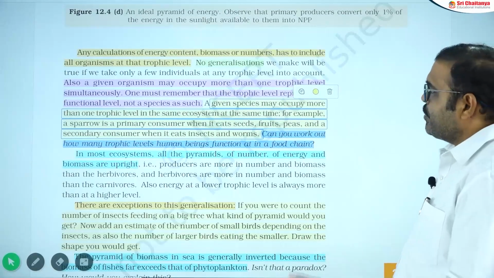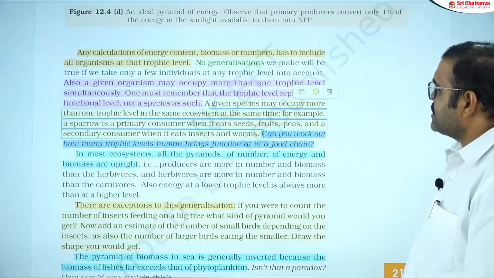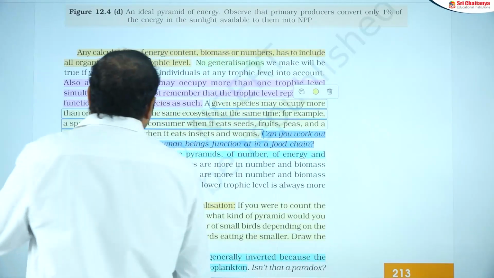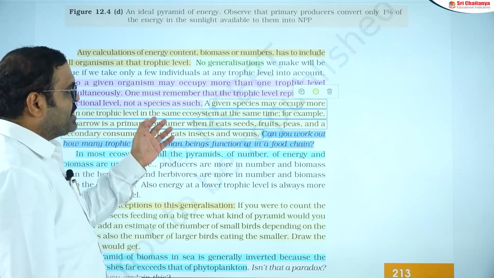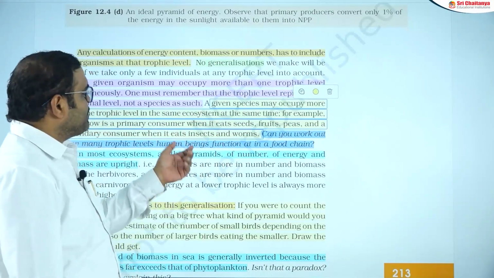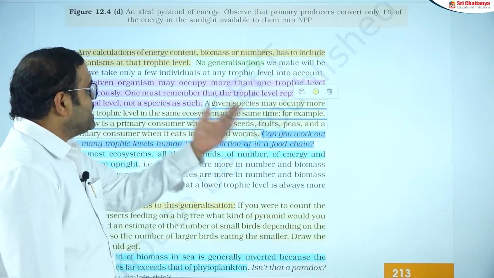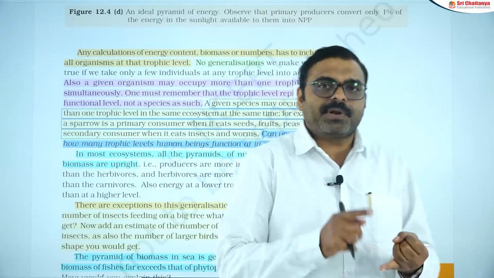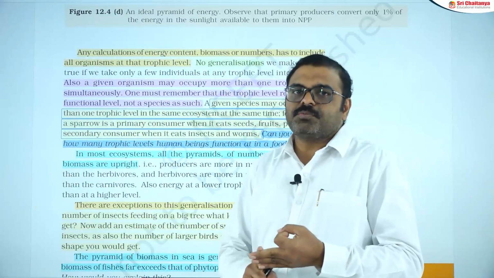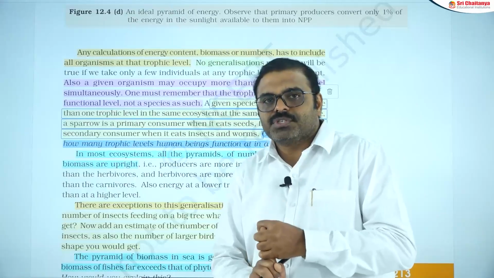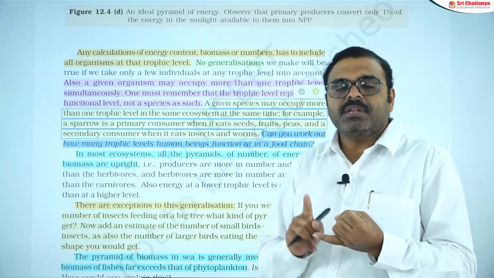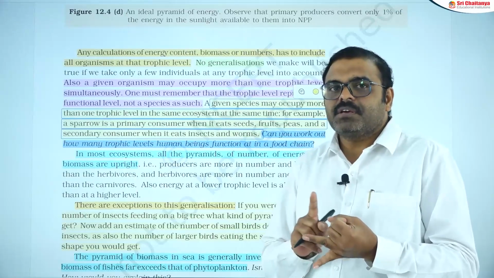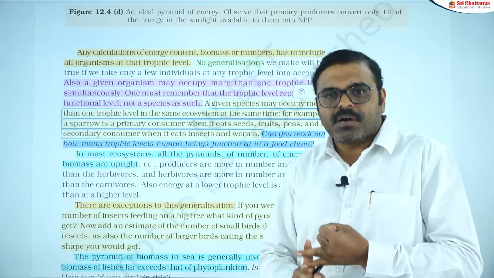Next, a given species may occupy more than one trophic level in the same ecosystem at the same time. For example, a sparrow is a primary consumer when it eats seeds, but if it eats insects, it will be considered a secondary consumer. Then humans can occupy different trophic levels. Humans can be primary consumers, secondary consumers or tertiary consumers with different types of food chains. If you consume vegetable components, you are considered herbivorous. If you eat goat, you can be considered a primary carnivore.